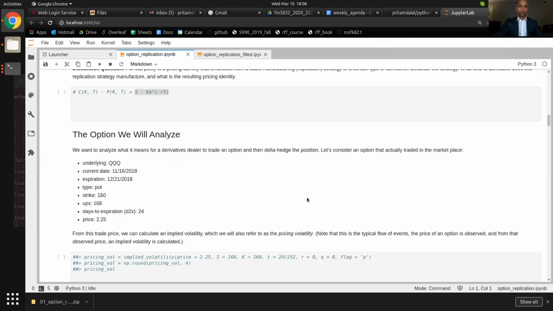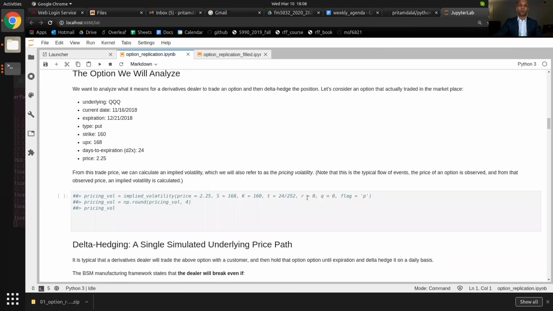All right, so we are going to perform some analysis on one particular option, what it looks like to hold that option position and delta hedge it, and what kind of P&Ls that results in. So I grabbed data for one particular option that was trading in the market, and the underlying was QQQ, an ETF that tracks the NASDAQ 100 index.